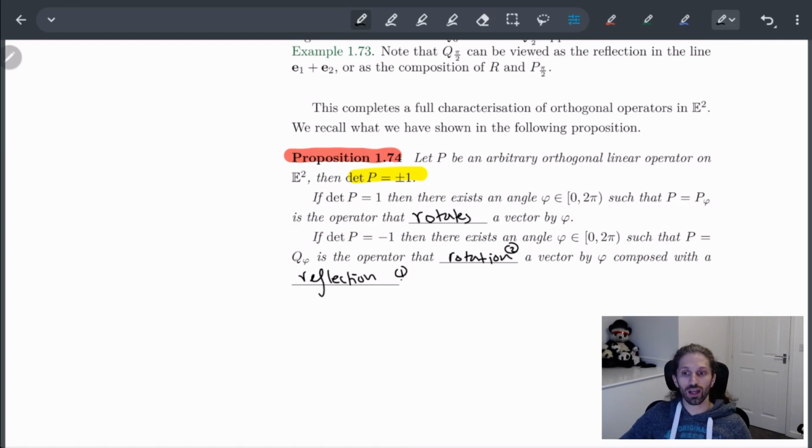Next week, we'll actually look at what happens when we look at 3 dimensions and start classifying things there. And that's where Euler's theorem will fit in.